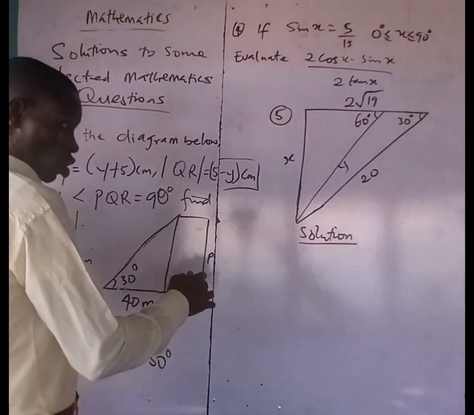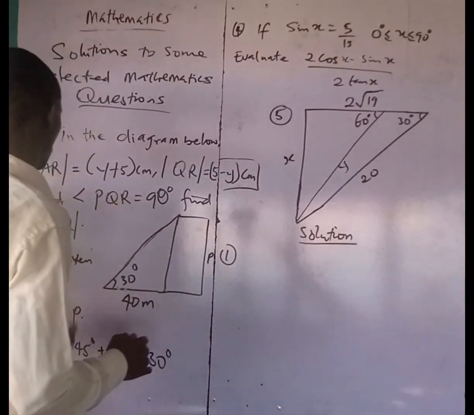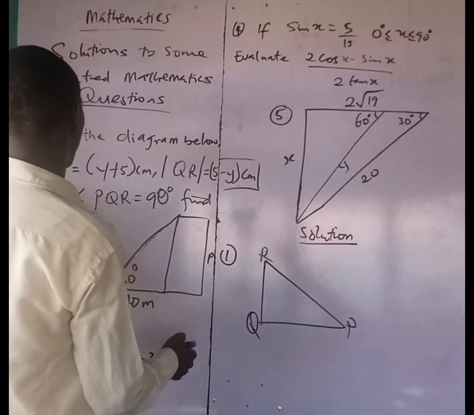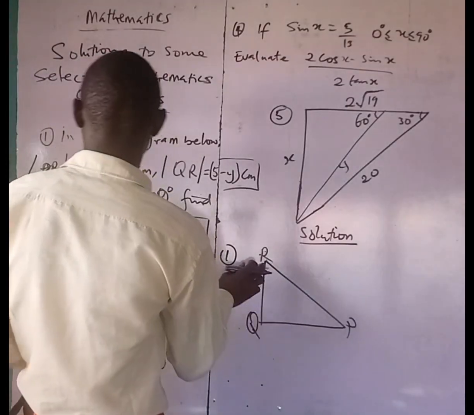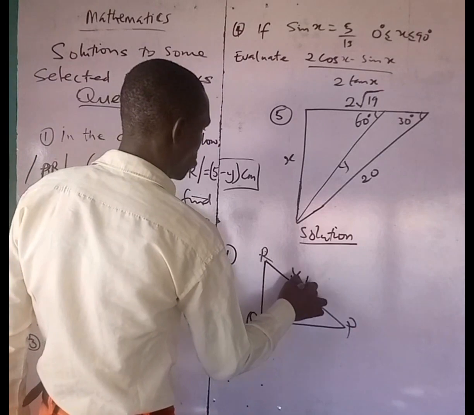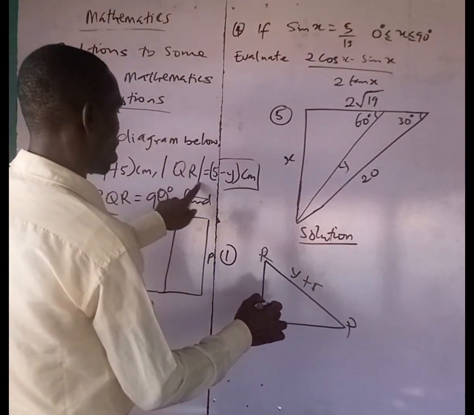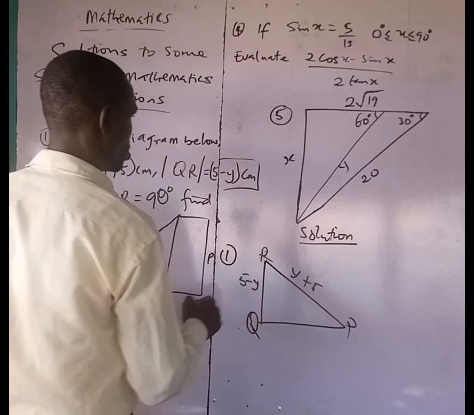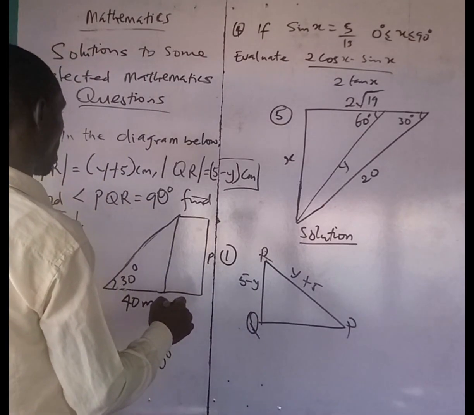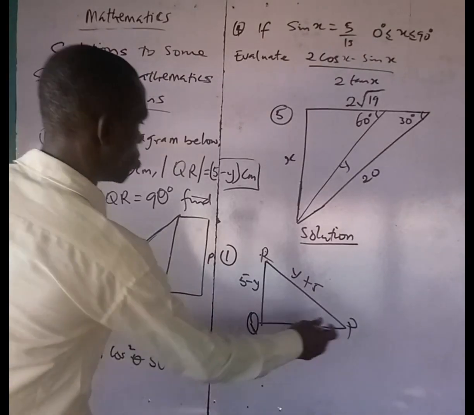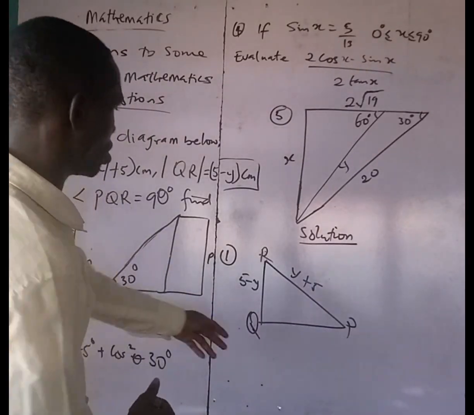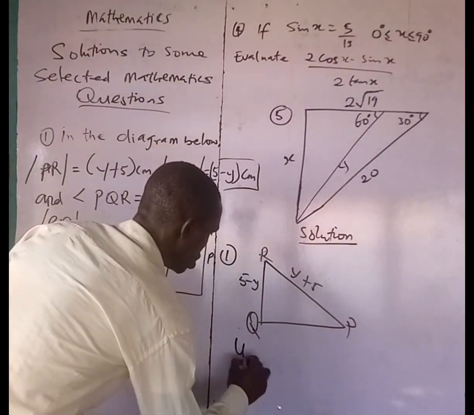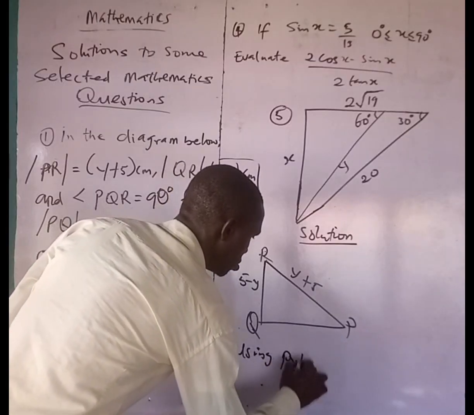Okay, so number one, we are told that in a diagram, angle PR is y plus 5 and QR is 5 minus y. So we have to find PQ. I hope you understand that. So that's what we have to find. We know that we are using Pythagoras theorem.